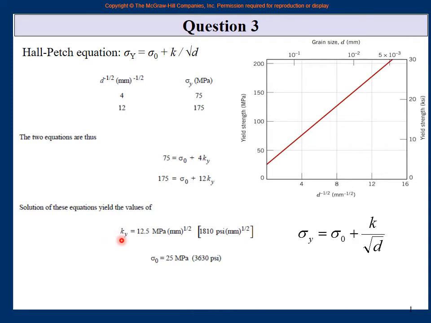So the constant ky comes out to be 12.5 megapascal root meter. It is very important, 12.5 megapascal root meter. And when you put the value in the equation again, you get sigma naught is equal to 25 megapascal. In the graph we have given megapascal on this side and KSI, kilo PSI on the other side. If somebody is interested in the inch pound system, then those values have also been calculated. But for now, we were asking only these values. So ky is 12.5 megapascal root meter, sigma naught is 25 megapascal.